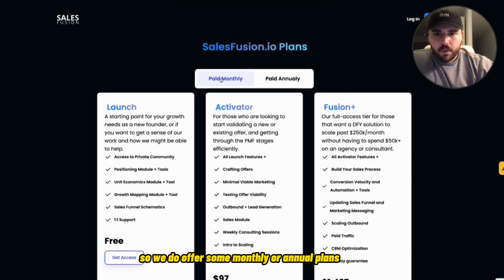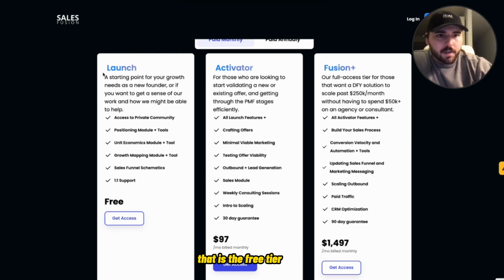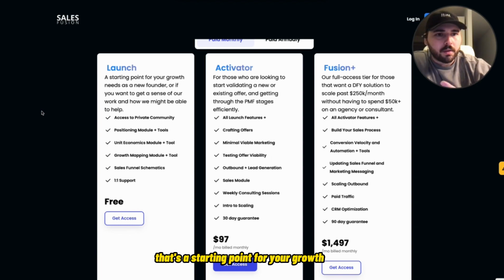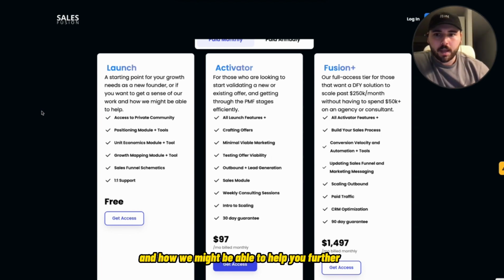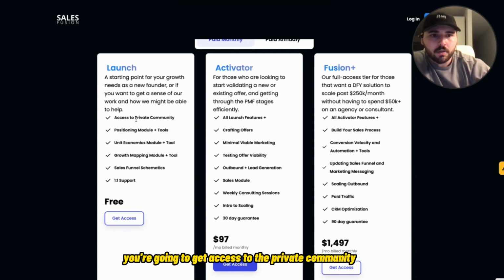So we do offer some monthly or annual plans. The first plan is the launch plan. That is the free tier. And as it says here, that's a starting point for your growth needs as a new founder, or if you want to get a sense of how we work and how we might be able to help you further. In the launch program, or that launch community, you're going to get access to the private community.